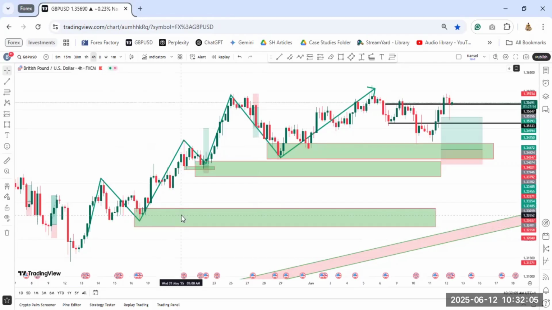Some people may think, okay, it's about order blocks. This is a demand zone, it is not about order blocks.